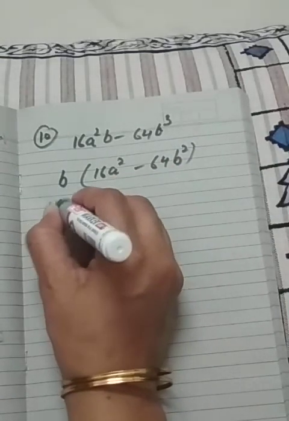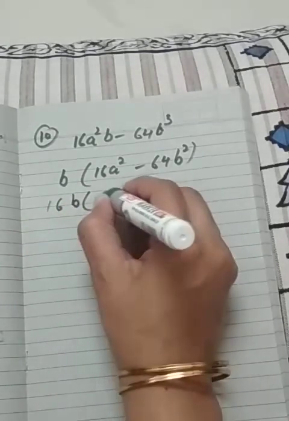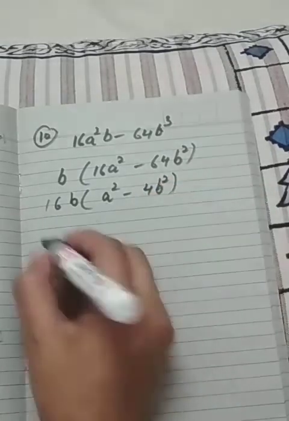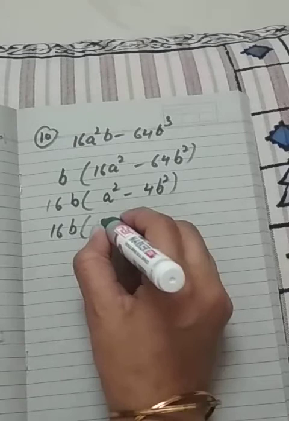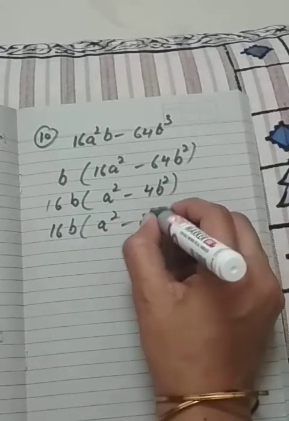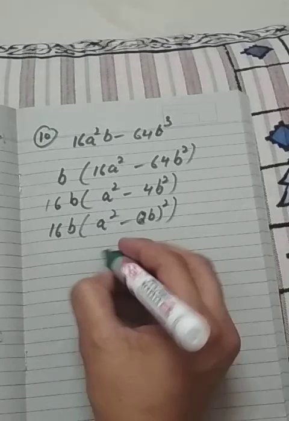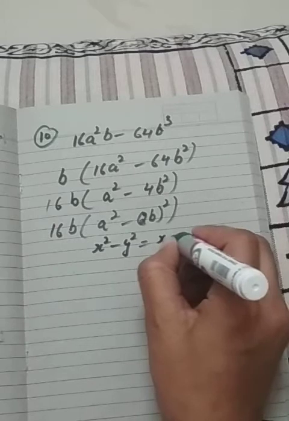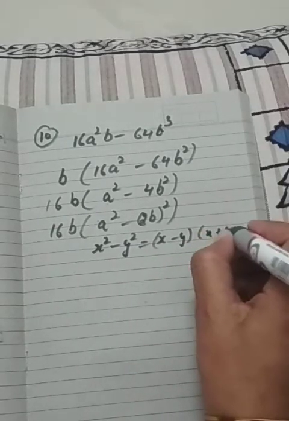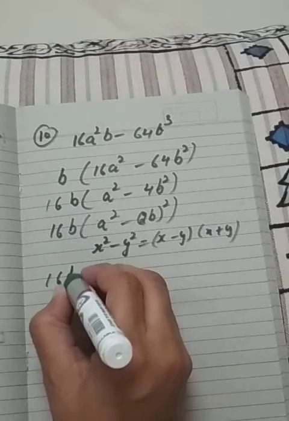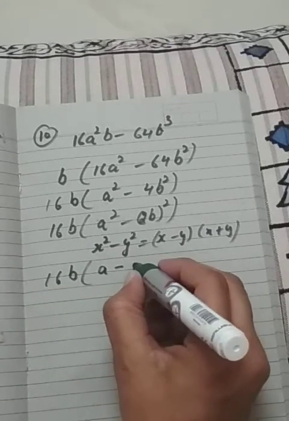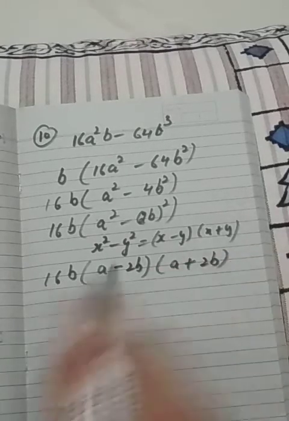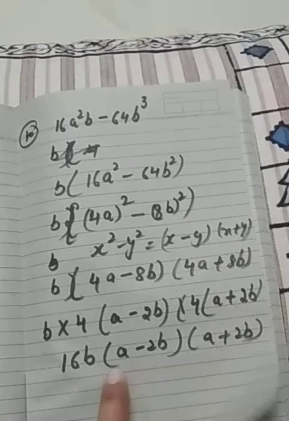Now take 16 as a common. 16b. Then here is left a square minus 4b square. Now make here complete square of b, that is 2b square. Now it is x square minus y square, that is x minus y and x plus y. Now fill the value. 16b into a minus 2b and a plus 2b. Same part as this one.